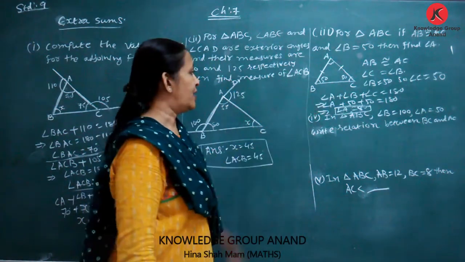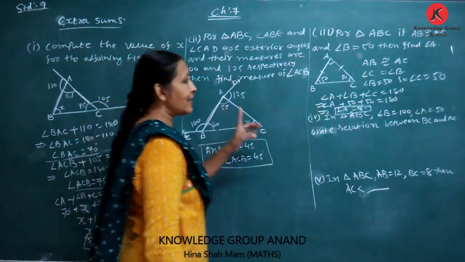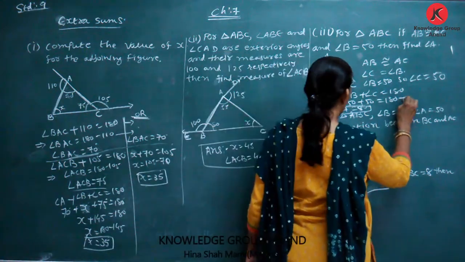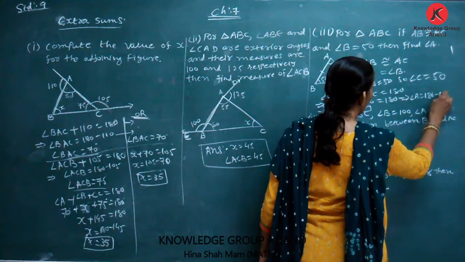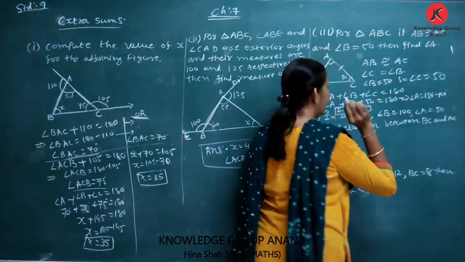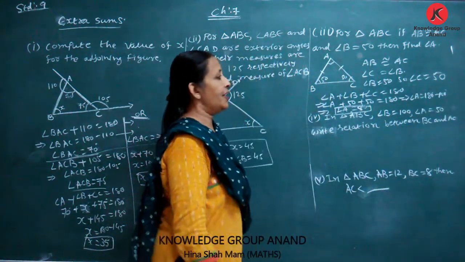Understood? Do you understand this sum? Here we write angle A is equal to 180 minus 100. Therefore, angle A is equal to 80.